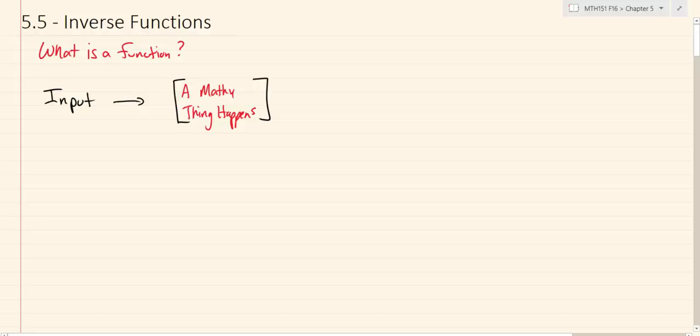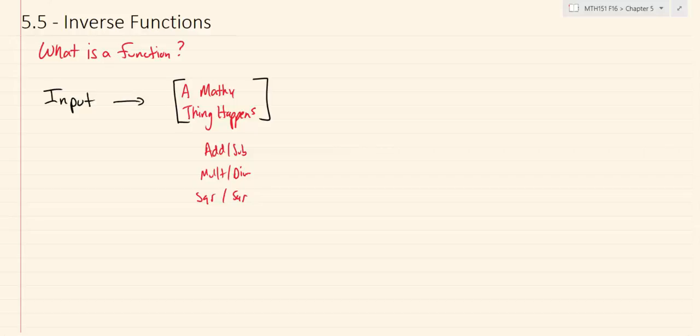And the things that are mathy that can happen include addition and subtraction. So you could add or subtract something to your input. You could multiply and divide. You could square and square root. So there's all sorts of mathy things that can happen. And then what happens is you take your input, a mathy thing happens, and you generate an output.